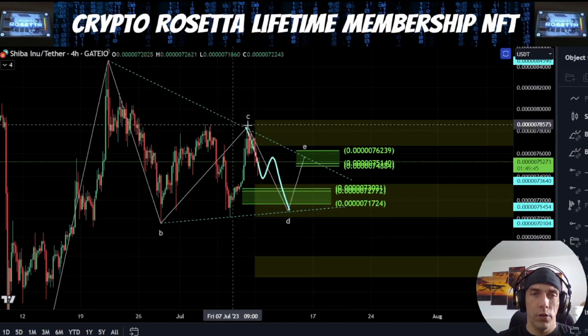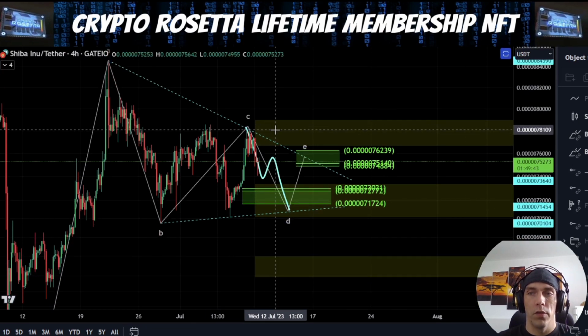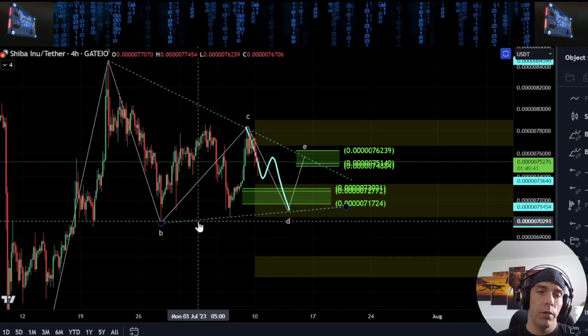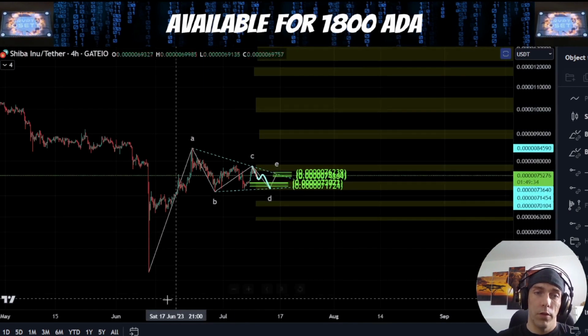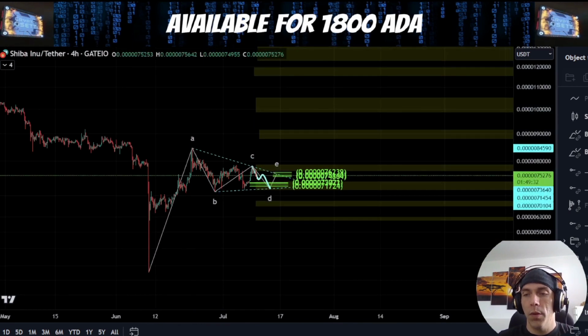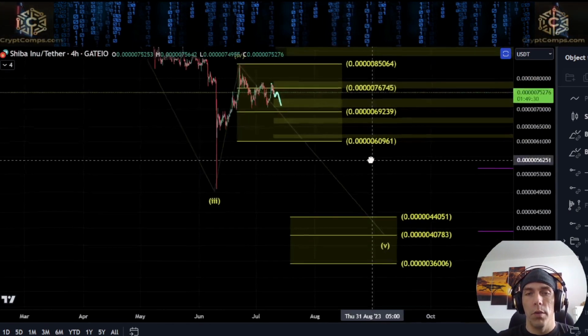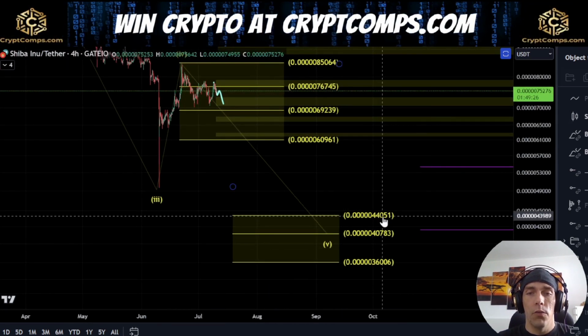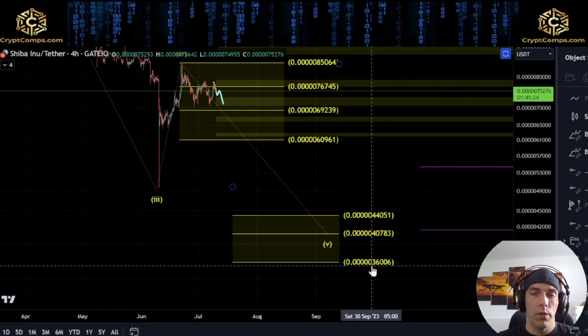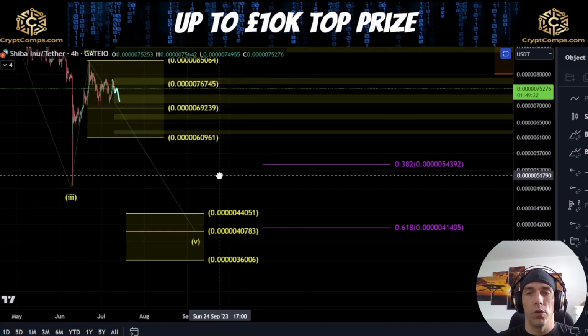Now, invalidation of this comes by crossing back above this 78109 and also by breaking down below this zone here of the 70141. If we're looking at this as a triangle, what we would be anticipating after completion is a 5-wave move to the downside. This would be our target area here, 44051 to this 36006 as a possible target.